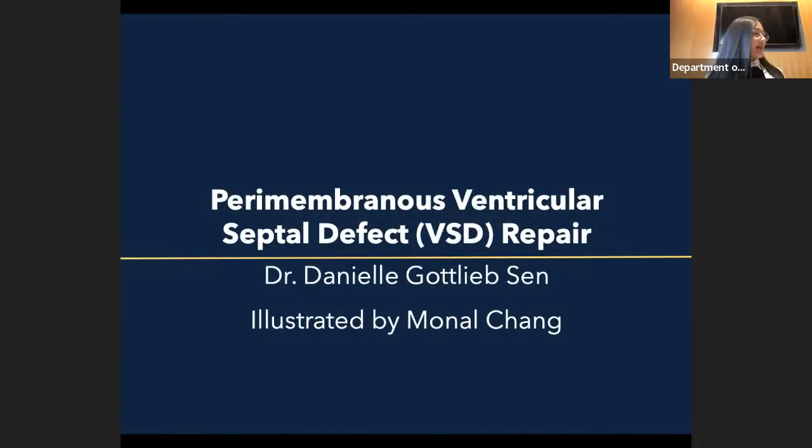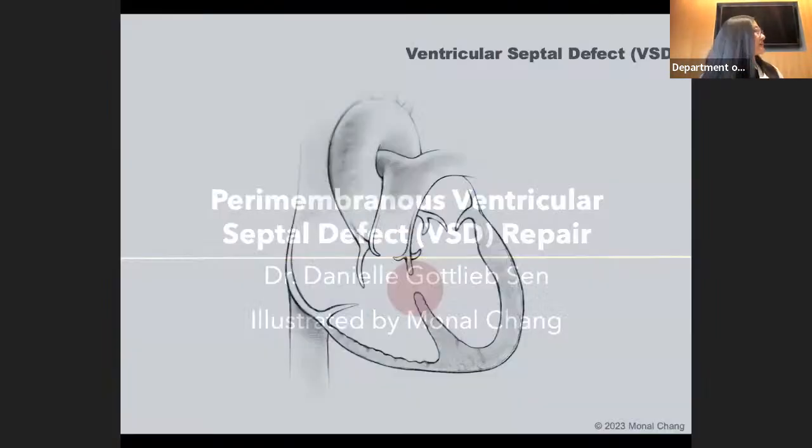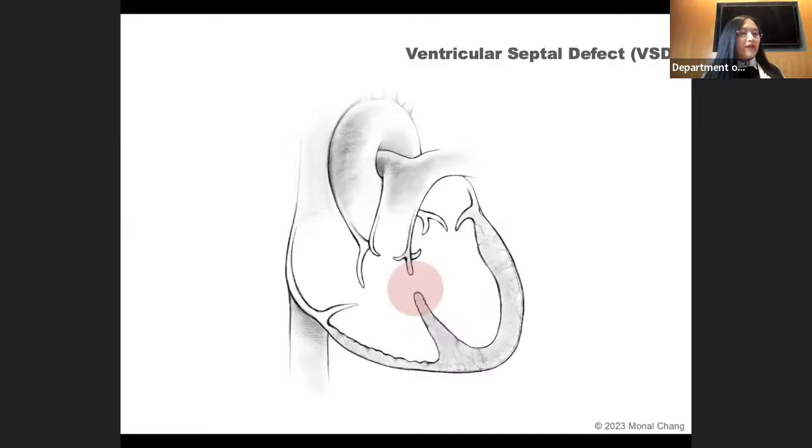My first surgery today is a perimembranous ventriculoseptal defect, or VSD, repair in an infant. I was working with Daniel Gottlieb-Sand. VSD is a very common congenital heart disease where there is a hole in the lower internal wall of the heart, causing unwanted shunting of blood between the left and right ventricles.